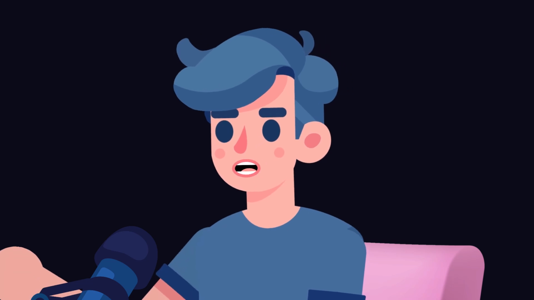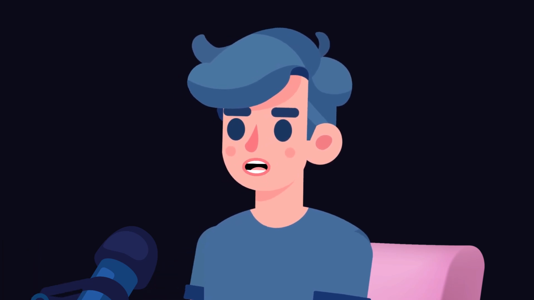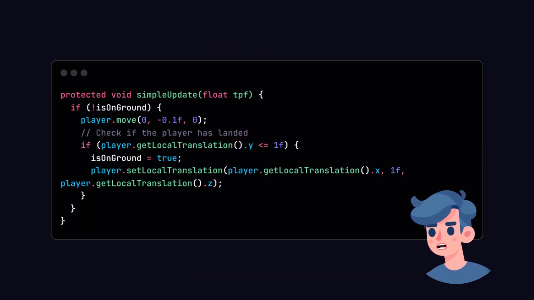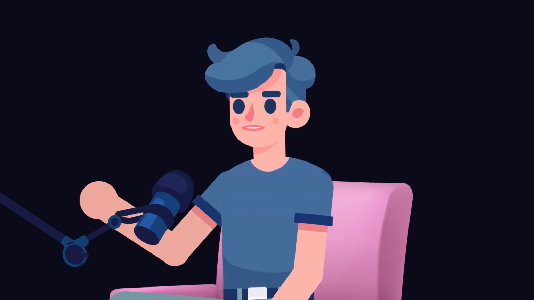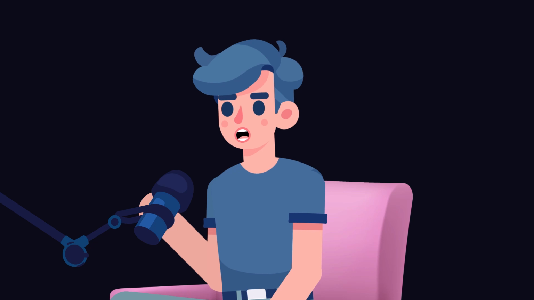The player's Y translation will increase, simulating a jump. Additionally, it sets the isOnGround variable to false to prevent multiple jumps. However, we need a way to bring our player back down to the ground after jumping. We'll add gravity by updating our player's position in the SimpleUpdate method, which gets called every frame. In this update method, we're continuously moving the player downward if they're in the air. We check if they have landed by comparing their Y coordinate and reset the translation accordingly.